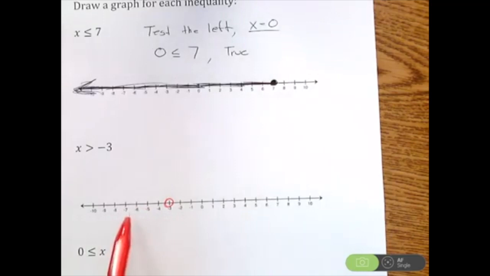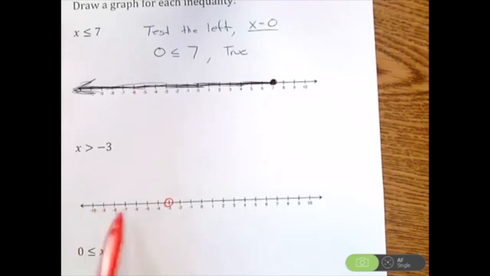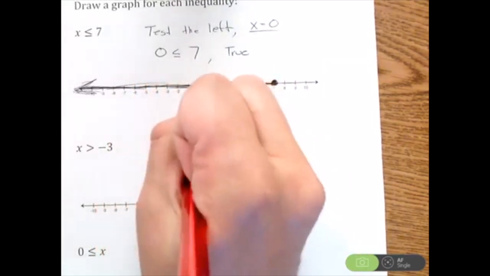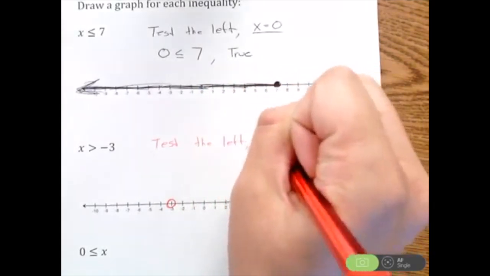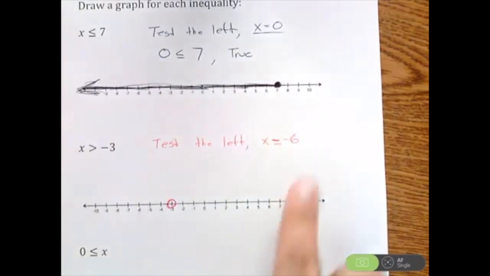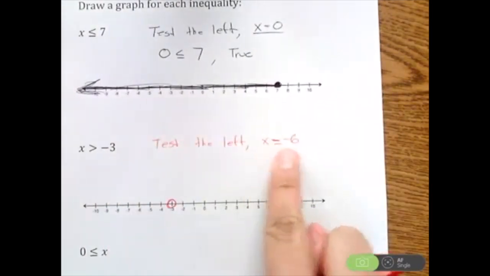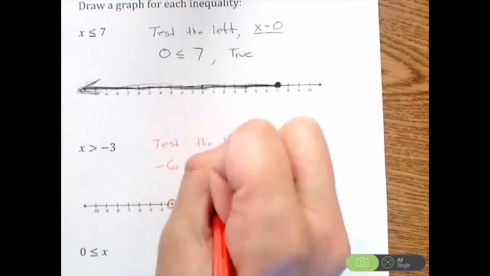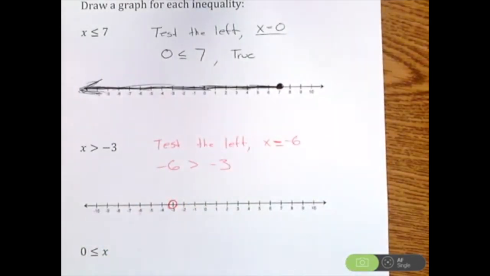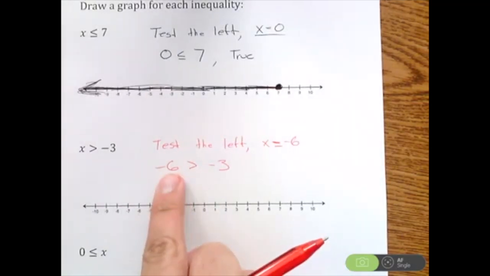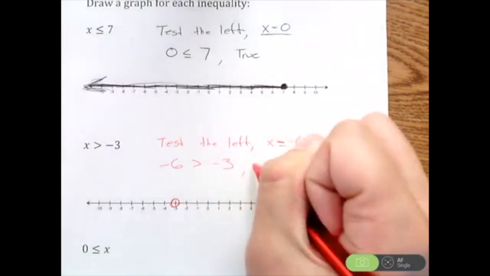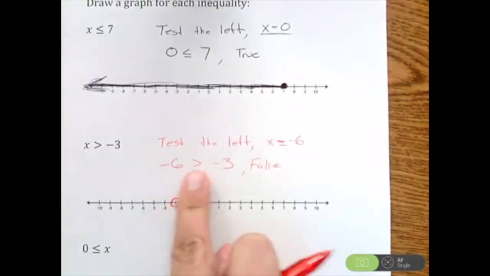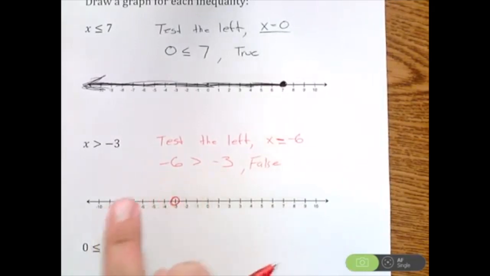So you can test one side. I'm going to try this left side. I wonder if -6 is part of my solutions. If it's true, then all these numbers to the left are the solutions. So I'm going to test the left, and let's do x equals -6. So we get something a little bit different here. If I plug -6 into the inequality, replacing x with -6, I have -6, the inequality, and -3. So I've got to ask myself, is -6 greater than -3? Well, it's not. That is false. The bigger number there is -3, much bigger than -6, so it's false.